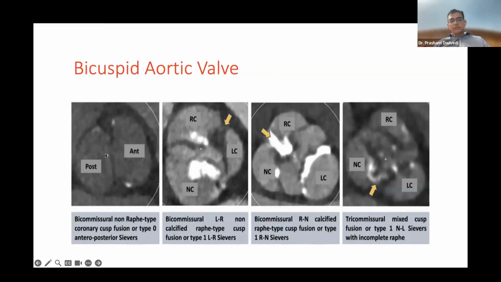So you can see this is a type 0 bicuspid with a bicommissural and no raphe. This is a bicommissural with a raphe which is fused between the left and right cusps, but this is not calcified. This is a type 1b bicommissural with a non-calcified raphe. This calcified raphe is one of the hostile anatomical features which may keep the patient at risk during the procedure. Then this is a tricuspid or a mixed cusp fusion valve.